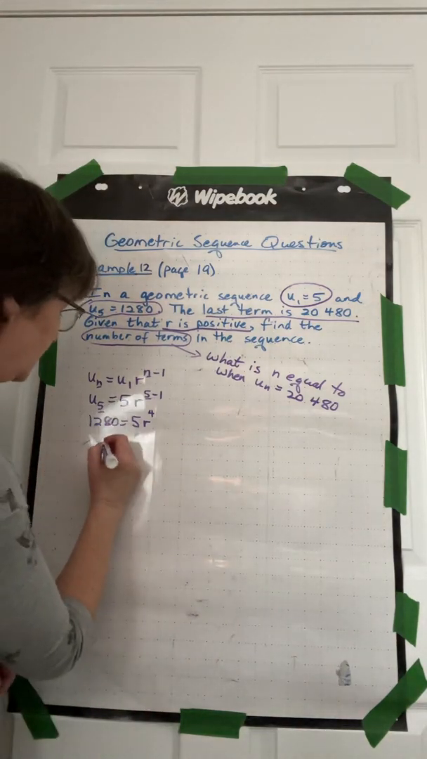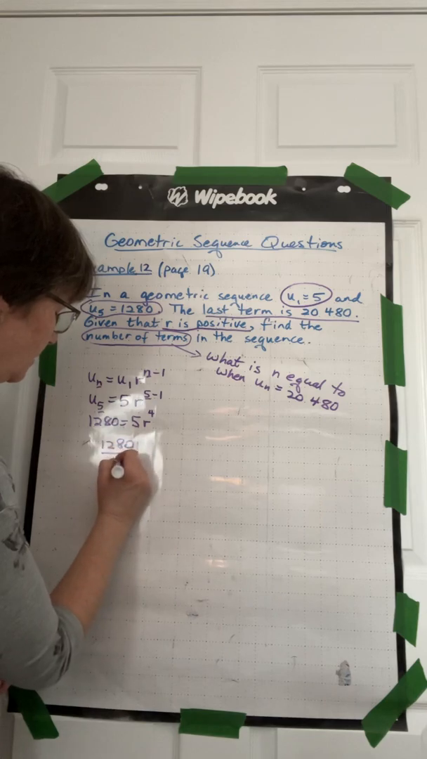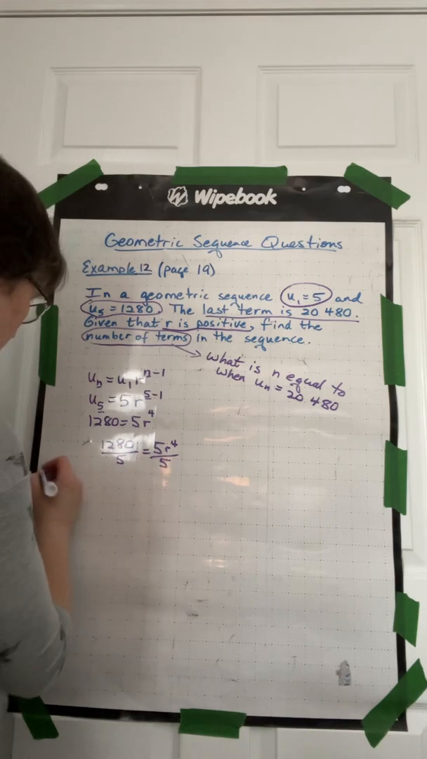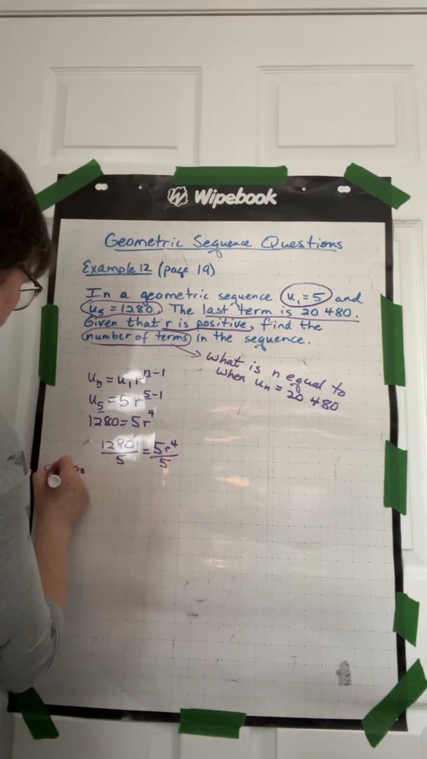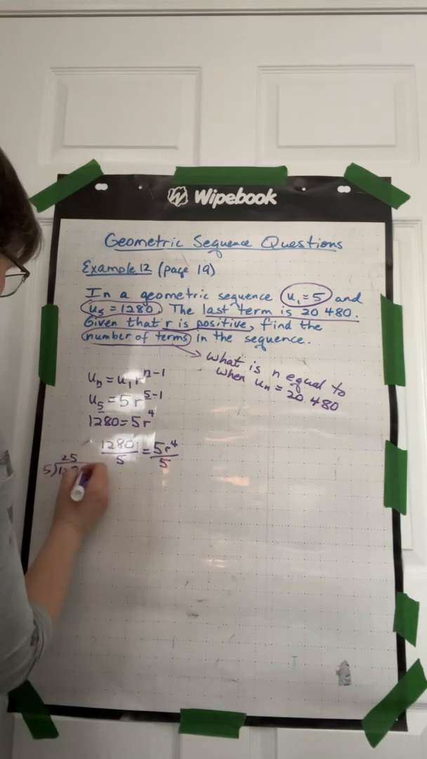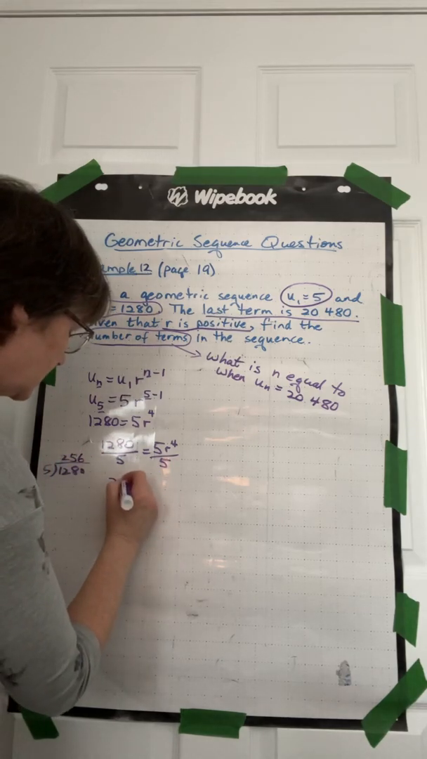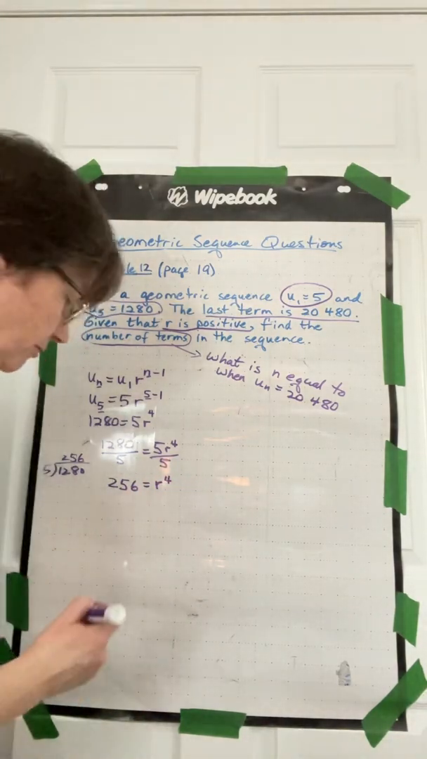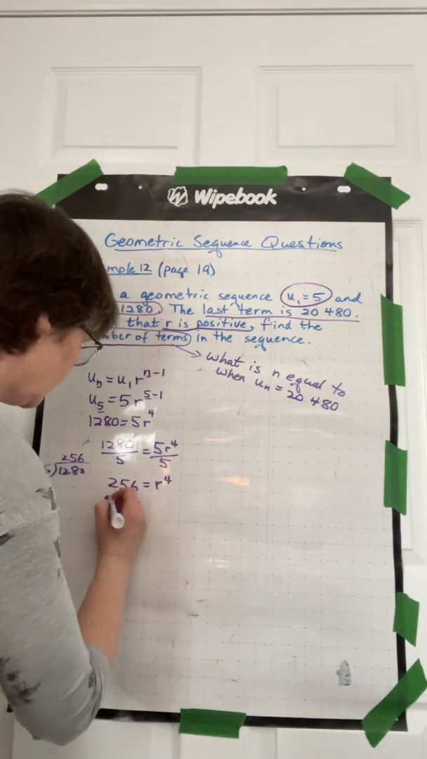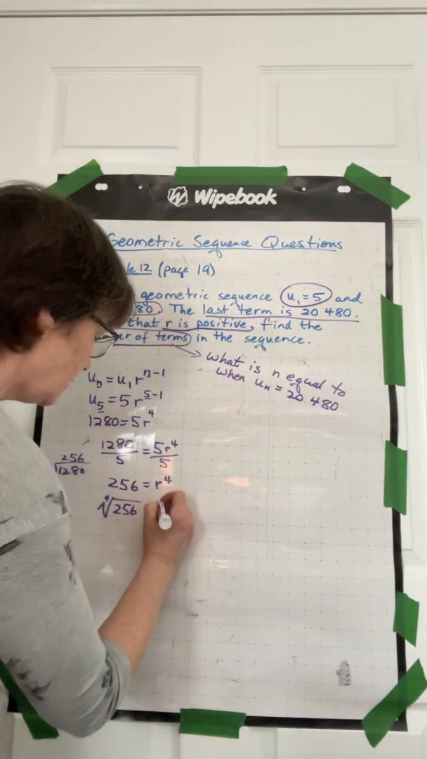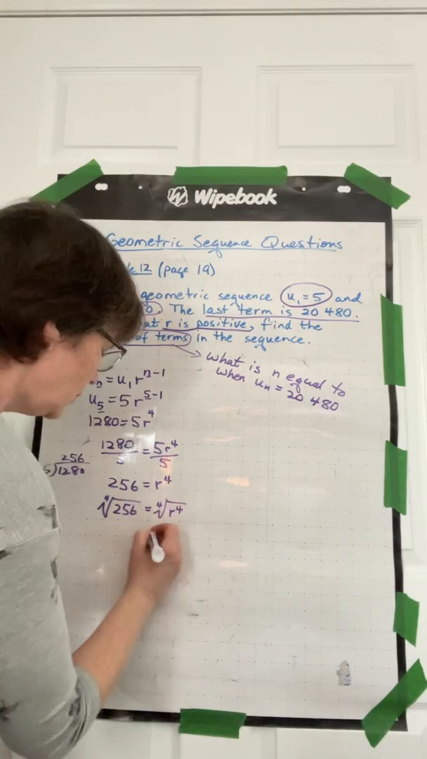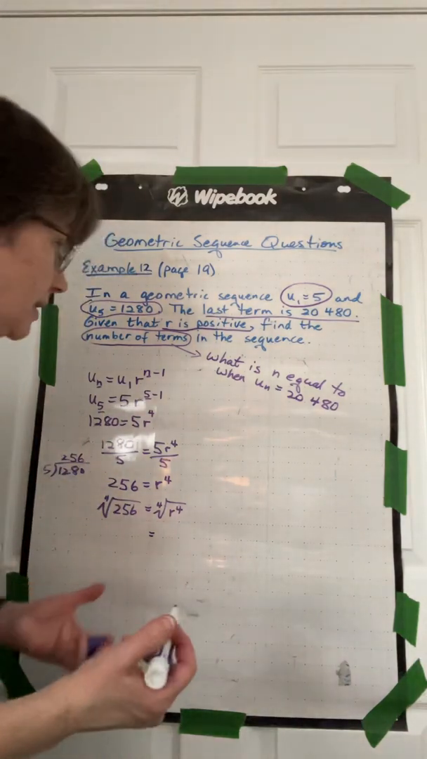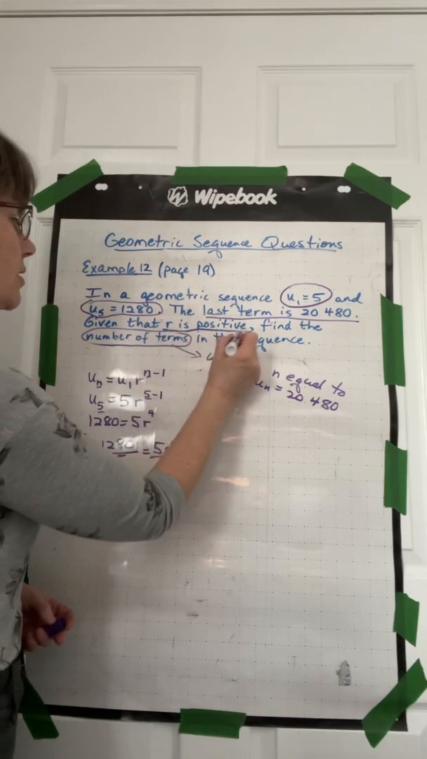We're going to divide both sides by 5. All right, and when we do that, what do we get? We get 256 over here, and we get r to the 4 over here. Now we can take the fourth root of both sides, which over here with r to the 4, that could give us plus or minus r, but in the question they told us that r is positive.